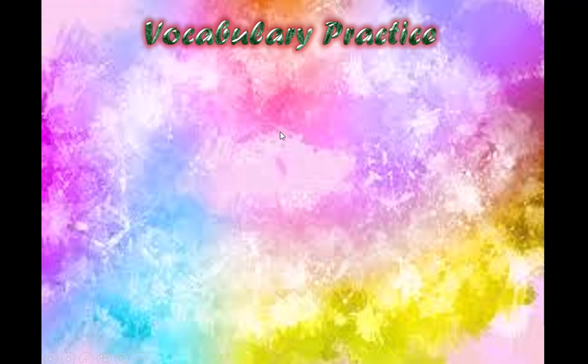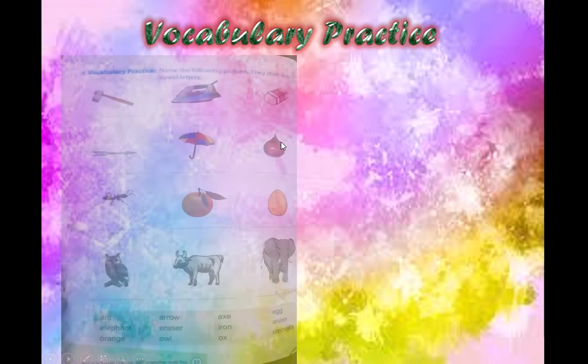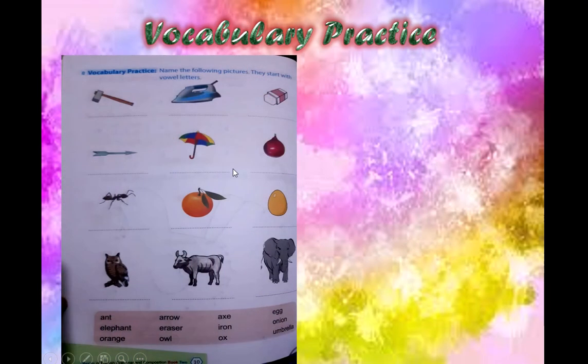Now move on to the next topic and that is vocabulary practice. So you all have page number 10 with you. Open page number 10 and you can see here vocabulary practice. Okay. So name the following pictures that start with vowel letters. Okay. So we just learned vowels. We all have learned vowels and we know vowels are A, E, I, O, U.